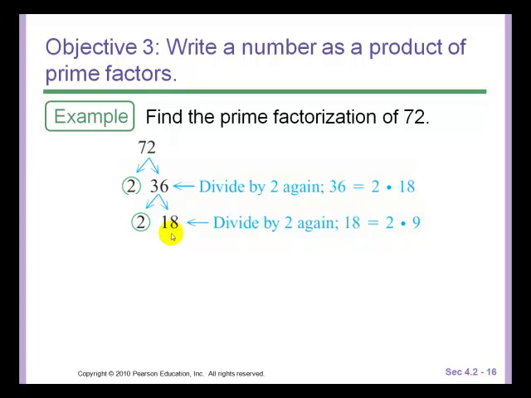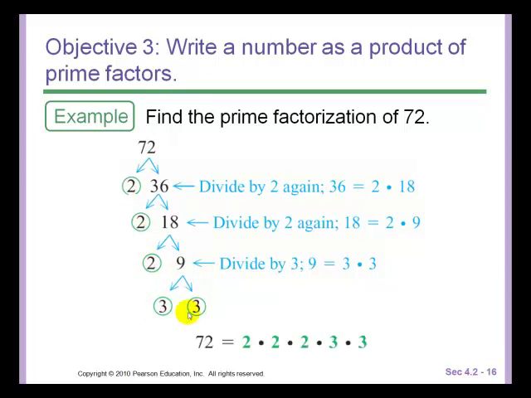18 again has several options. You could do 3 and 6, you could do 2 and 9. In this case we'll use 2 and 9. And then 9 is 3 times 3. Again, circle your prime numbers as you get to them, and then write your prime factorization. 2 times 2 times 2 times 3 times 3. That is your answer.